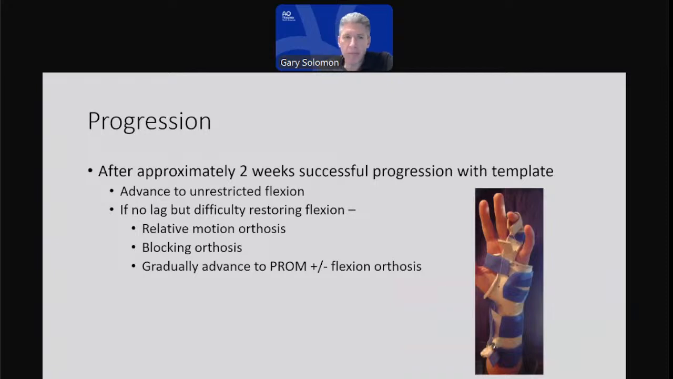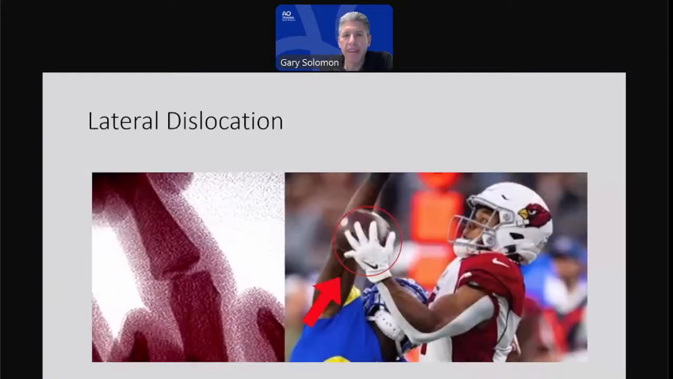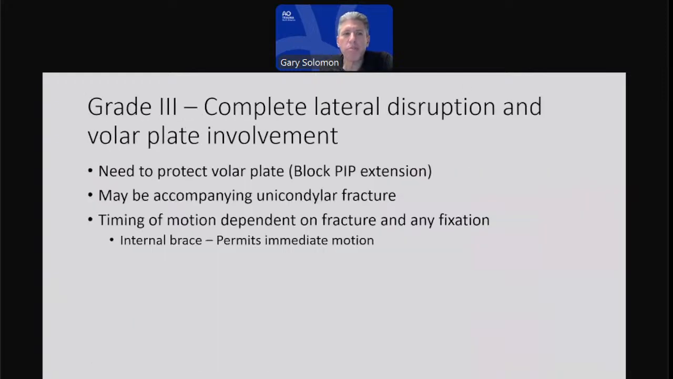After about 2 weeks with the template, I'll start to do those other orthoses such as a relative motion or blocking to restore the flexion, and then advance to passive motion and eventually to some sort of static progressive or dynamic type splinting, which with these I would say almost always I end up making something to restore that motion. And then lastly, lateral injuries, which we haven't talked about too much, the complete lateral disruption with volar plate involvement, where you need to protect the volar plate as well because of that condylar fracture.